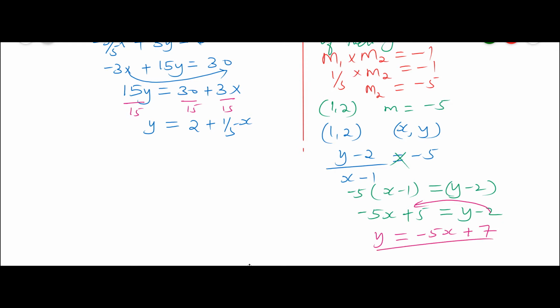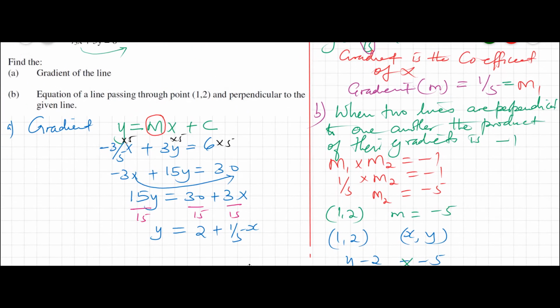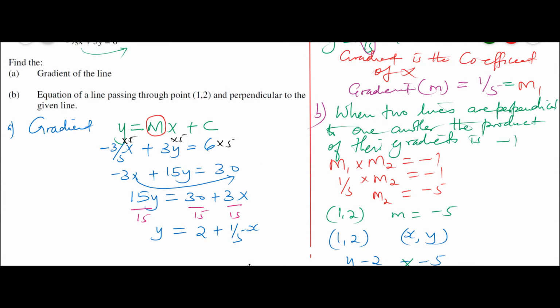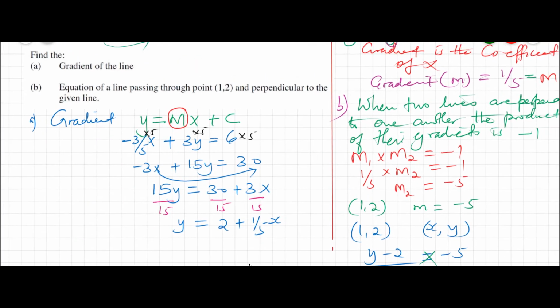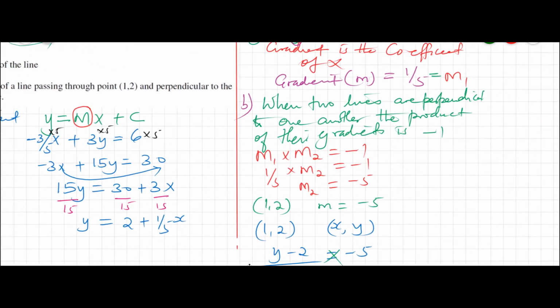And that is the equation of the line. That is the equation of the line passing through point 1, 2, and it is perpendicular to this line that we are given here. So that is how you're supposed to work out that question, gradient.